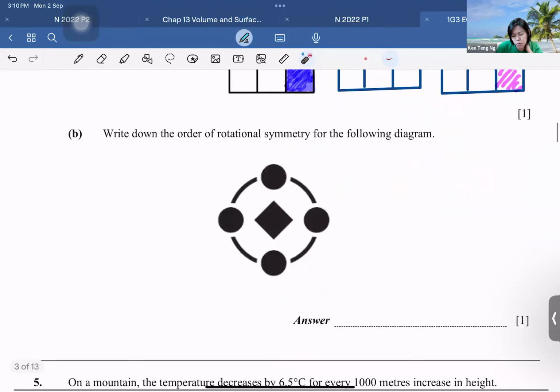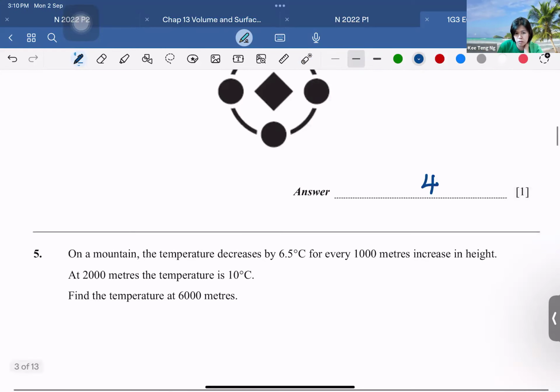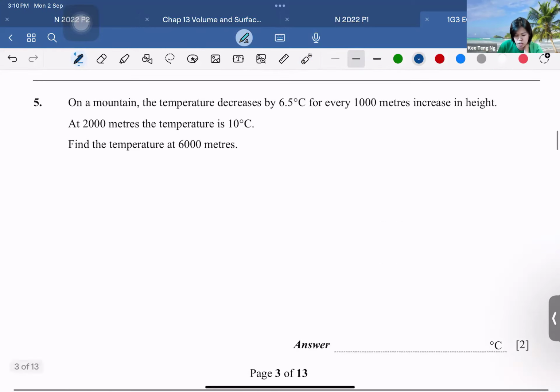Next, write down the order of rotational symmetry. This one you can see very clearly. I can see 1, 2, 3, 4. I have exactly 4 times. Okay, my rotational symmetry will be order 4. Okay, not difficult. Next question.